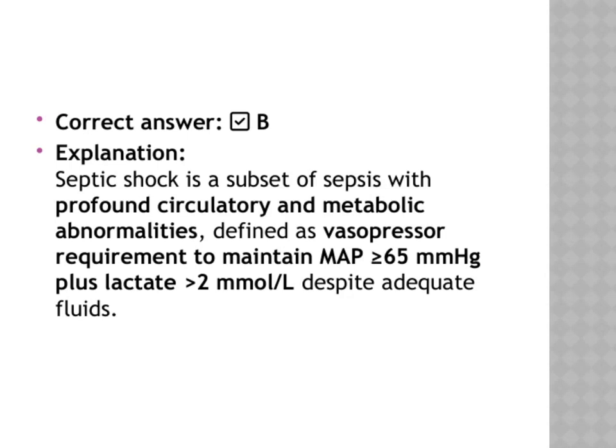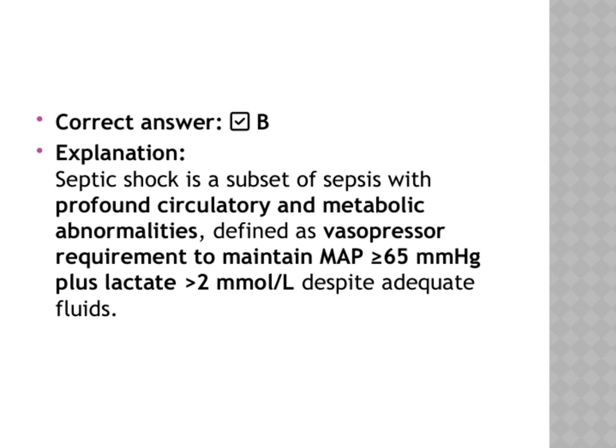All right, let's look at this slide. The correct answer here is B, and now I'll explain why. Septic shock is actually a specific subset of sepsis, and what makes it distinct are the profound circulatory and metabolic abnormalities that occur. To break it down, septic shock is characterized by the need for vasopressors to maintain a mean arterial pressure, or MAP, of at least 65 millimeters of mercury.